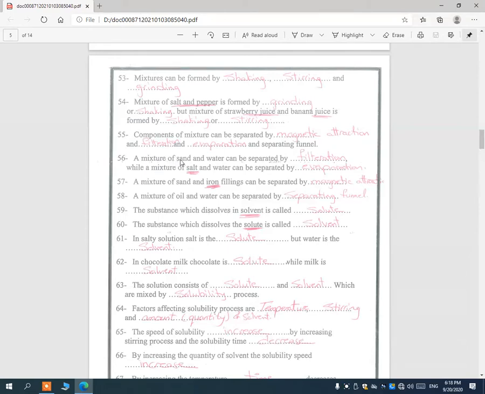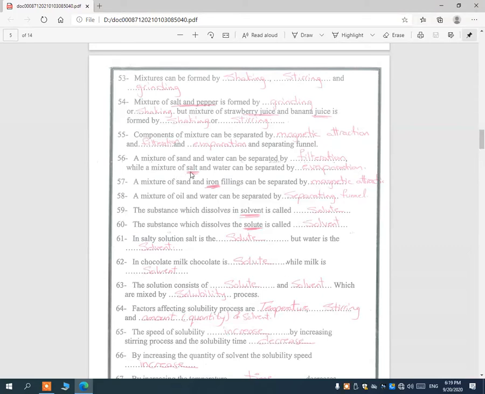56. Mixture of sand and water can be separated by what? By filtration, of course. Remember it by the filter. Sand and water can be separated by filtration, to remove the sand in the water.